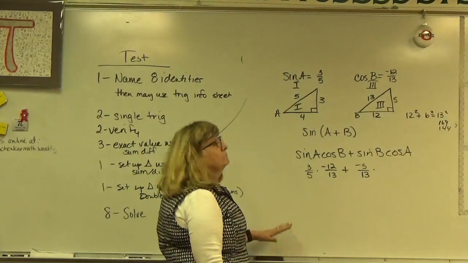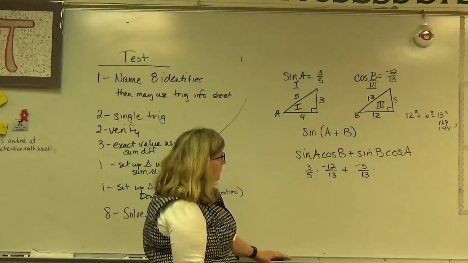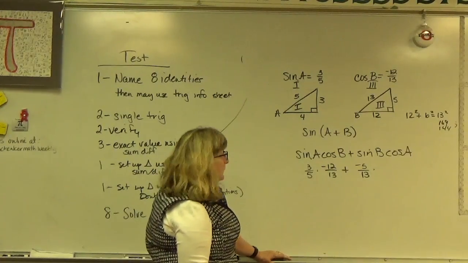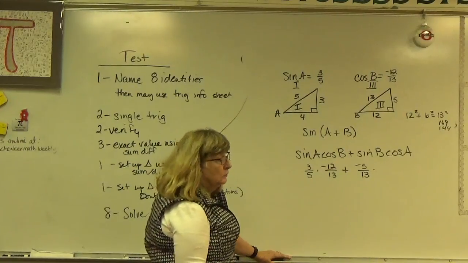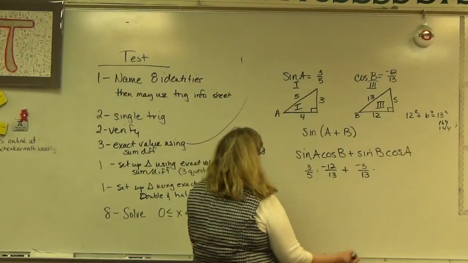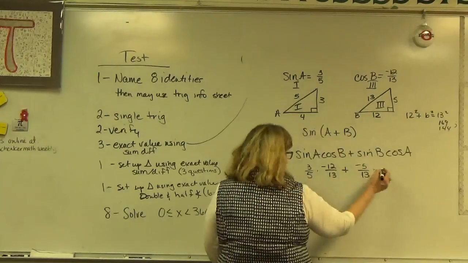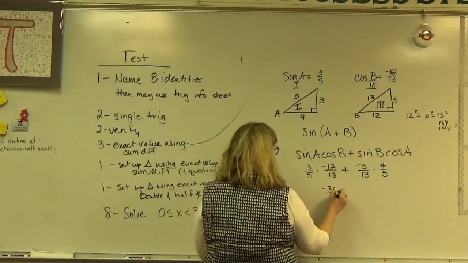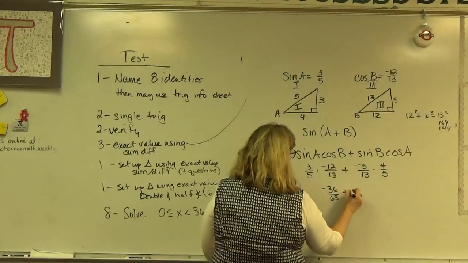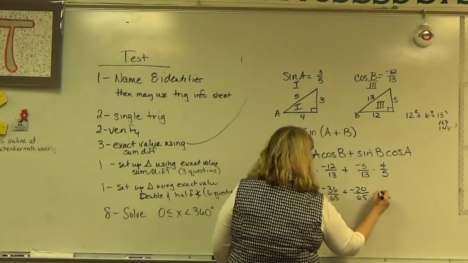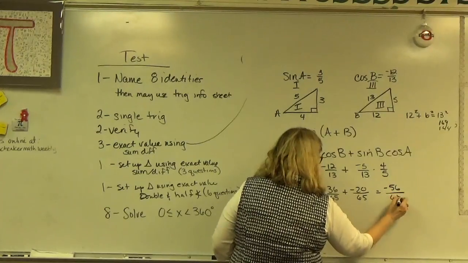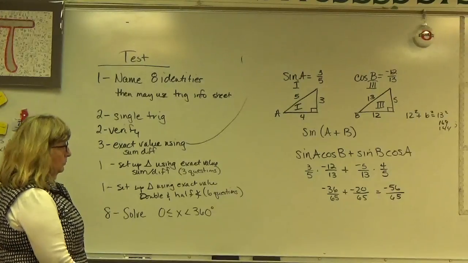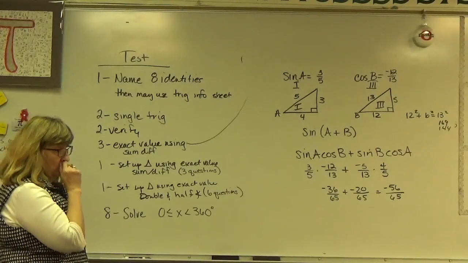Sine is negative in the 3rd quadrant. That's why it's negative. And we didn't have to change the sign on the negative 12 over 13 one, because that's what it is. And for the cosine of A, it's in the 1st quadrant, so we don't have to worry about it, so it is 4 over 5. Right. Then all it is is math. Negative 36 over 65 plus negative 20 over 65. So negative 56 over 65. Yep, sounds good to me.